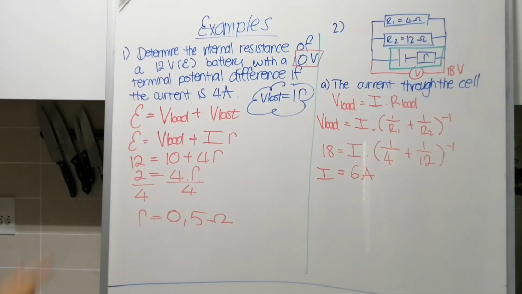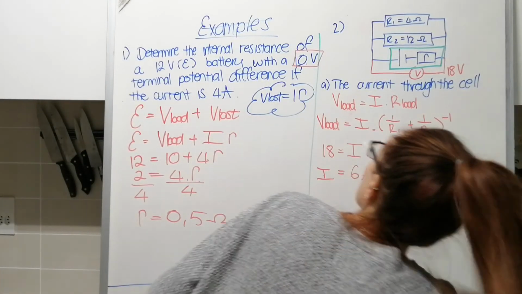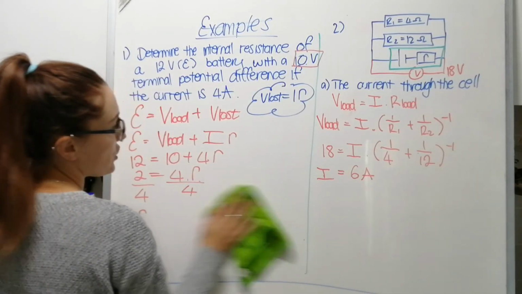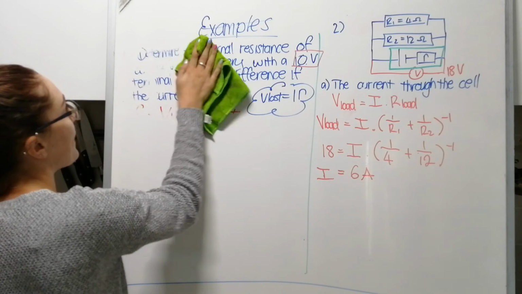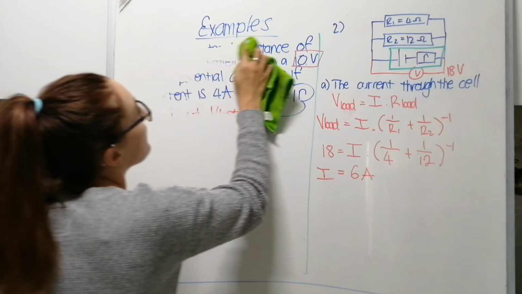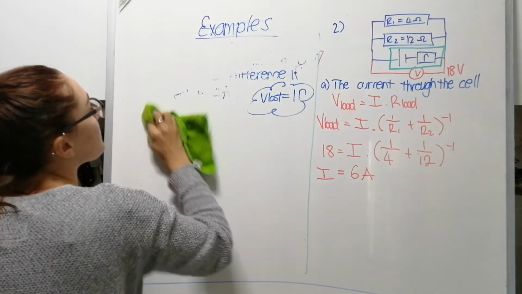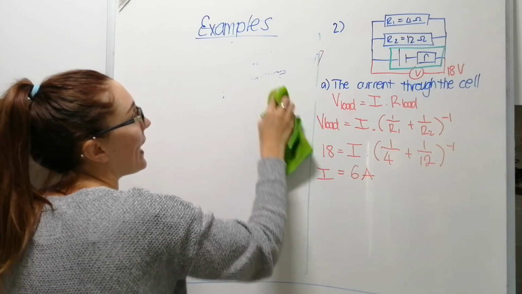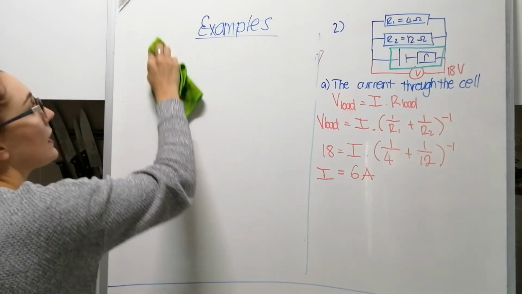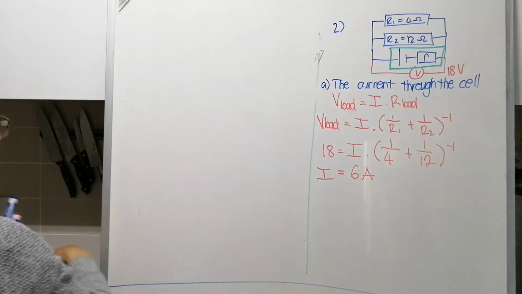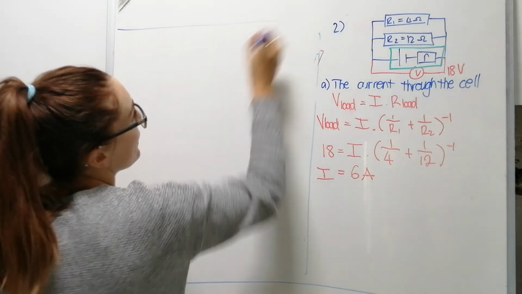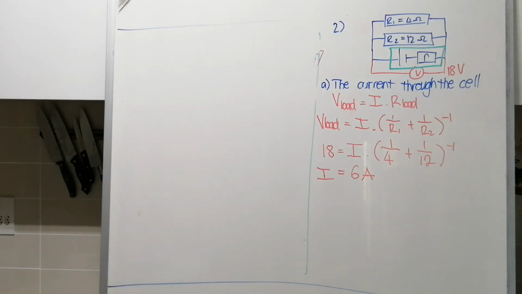I'm going to have to erase this side of the board. I need the space. Because question B then wants to know the current through each resistor. And again, I'm going to show you a different way to the way that it's done on your worksheet.